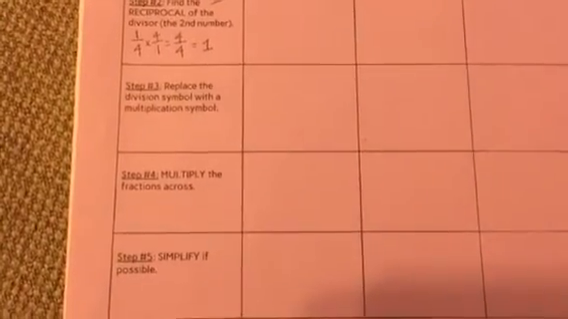So you're going to see what that looks like in just a second. Step number 3 is you replace the division symbol with a multiplication symbol. And then step number 4 is you multiply across your fractions, just like we've been reviewing with fraction multiplication. And then step 5 that we always try to do is simplify if possible. So we're going to do some examples together in your chart today, and I want you to pay close attention and make sure you're doing this.